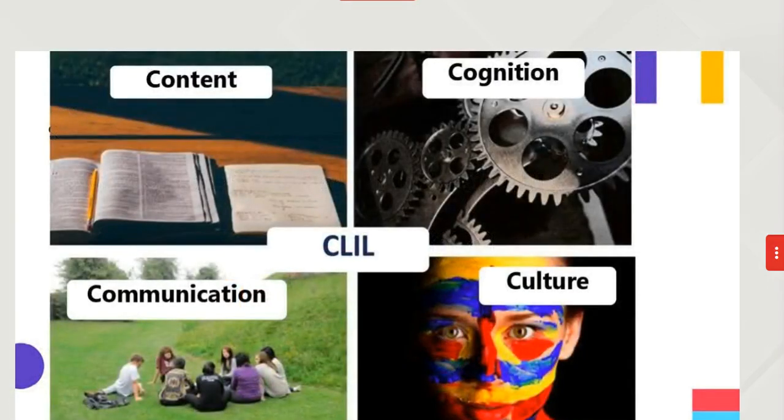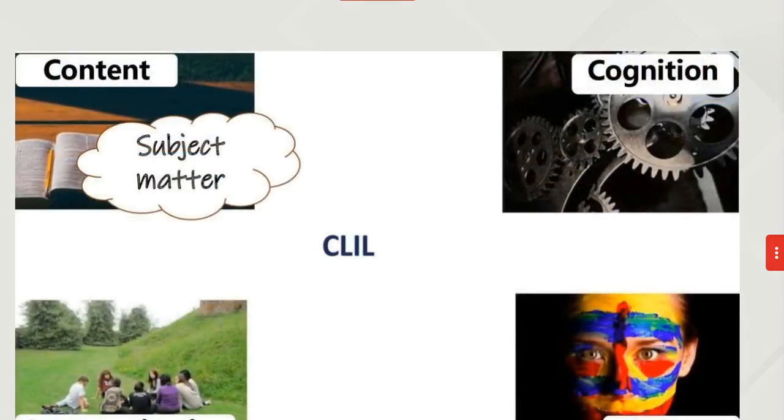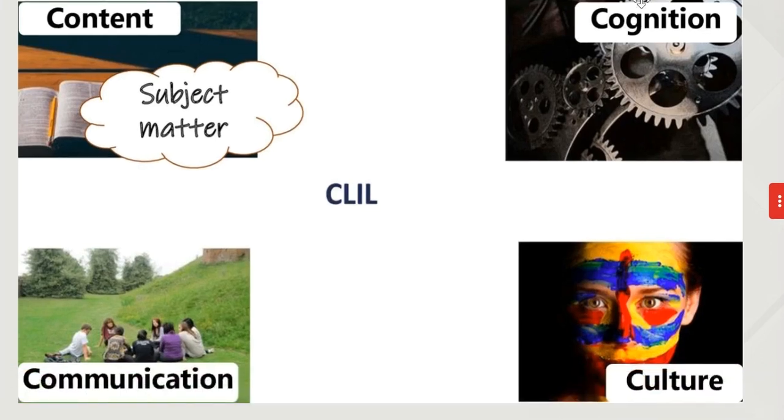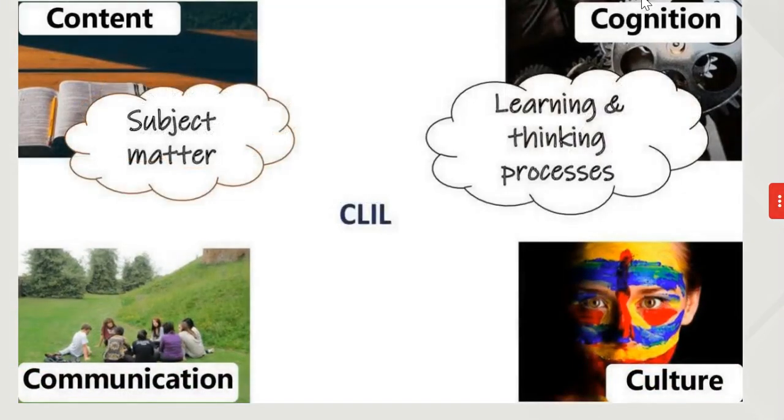So the 4 C's, this framework developed by Do Coyle. Now, this was developed in 1999, so about 20 years ago. Content, cognition, communication, and culture. But what do we mean exactly by this? The content is, of course, the subject matter, integrating content from across the curriculum, from other subject areas. We then have cognition, which is the learning and thinking processes. So looking at developing cognitive and thinking skills, engaging our learners through higher order thinking.